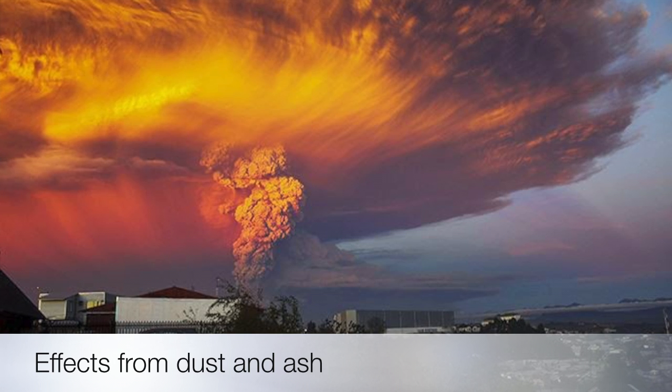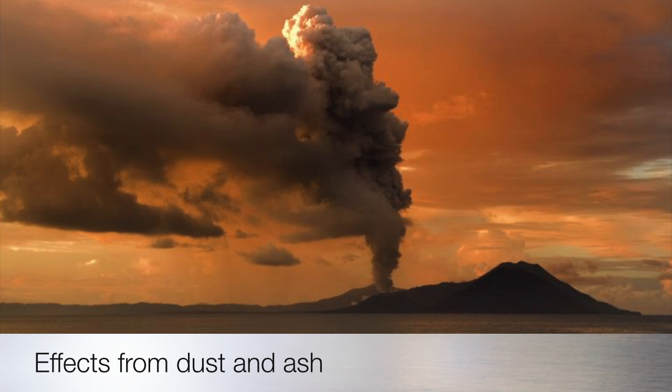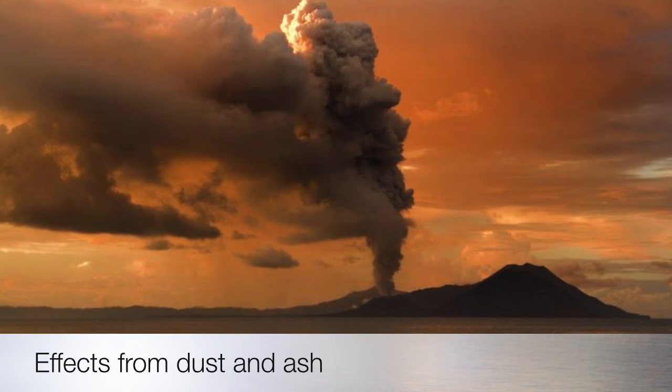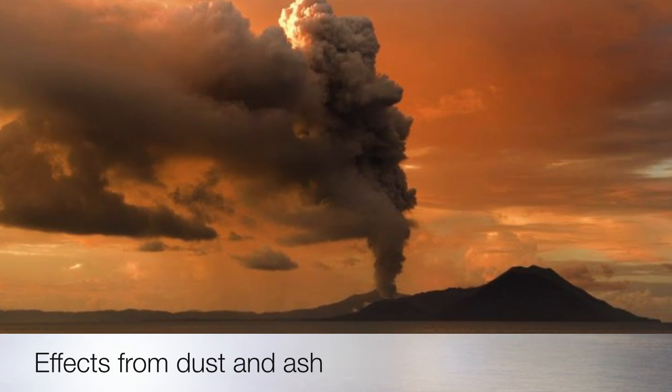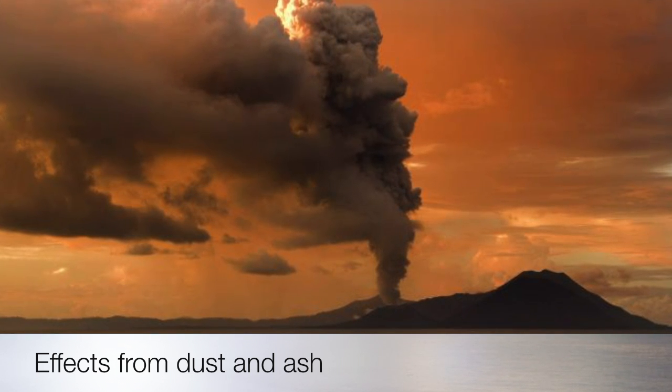But the smallest particles of dust get into the stratosphere and are able to travel vast distances, often worldwide. These tiny particles are so light that they can stay in the stratosphere for months, blocking sunlight and causing cooling over large areas of the Earth.